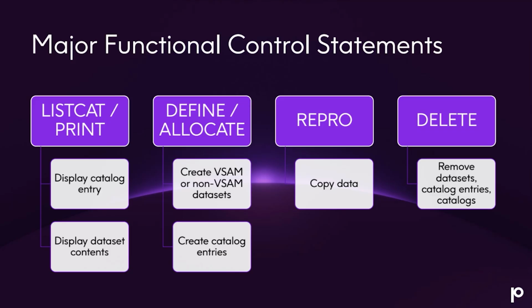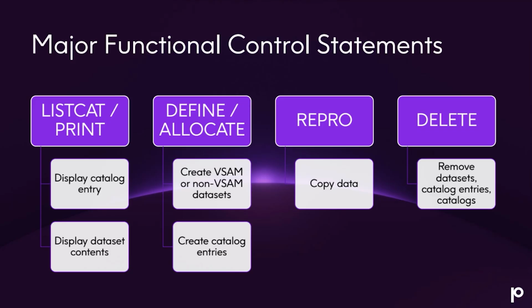Repro is a really simple command in terms of its number of parameters, but it's probably the most commonly used copy utility in z/OS. It just takes an input and copies it to output. There's nothing terribly sophisticated about it other than being able to skip a certain number of records or copy ranges of records. But repro is the all-purpose copy utility within IDCAMS.